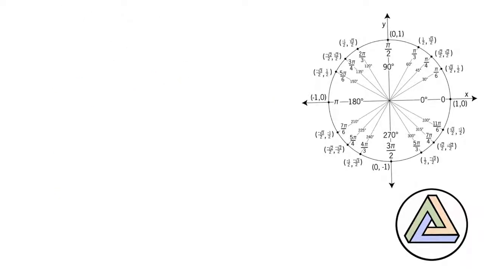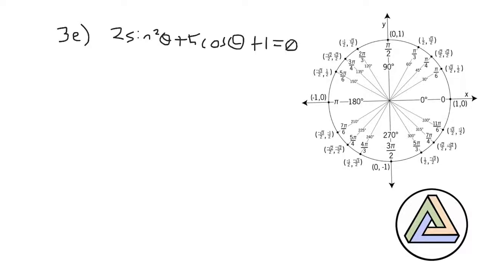All right, looking at 3e now. That is 2 sine squared theta plus 5 cosine theta plus 1 equals 0. All right, so let's take a look.